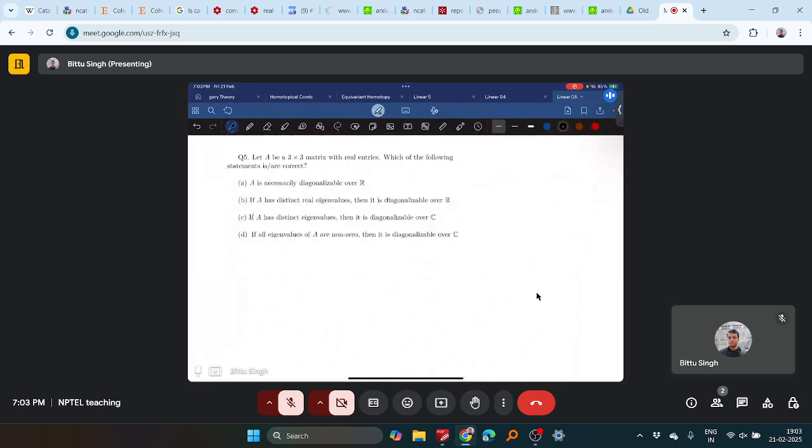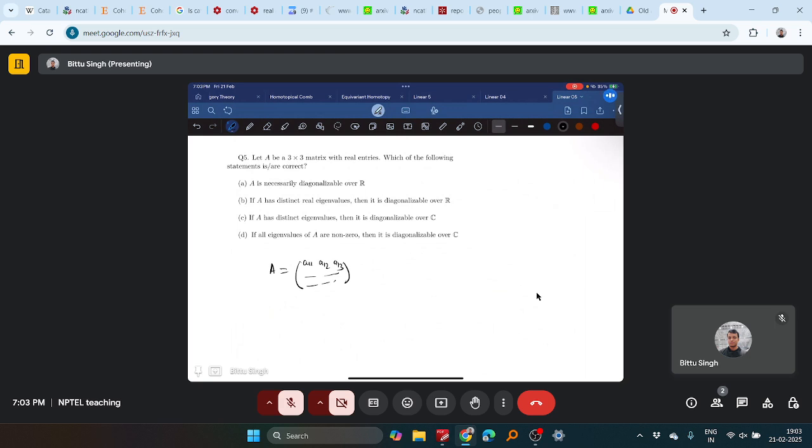Now let me solve this problem. Here A is a 3 by 3 matrix with real entries. So A takes the form of this 3 by 3 matrix A11, A12, A13, and similarly other entries, and all entries are real. Now, is A necessarily diagonalizable over R?